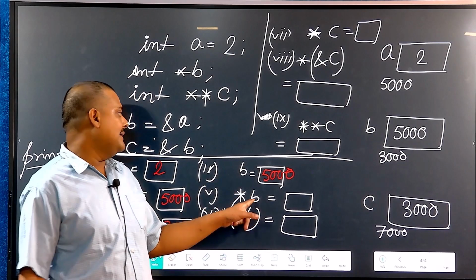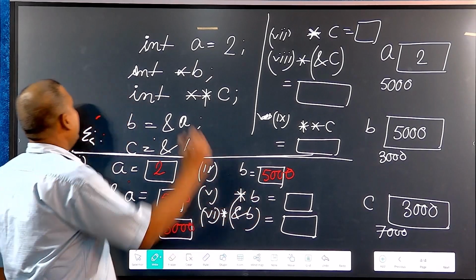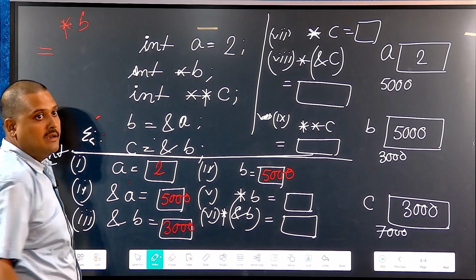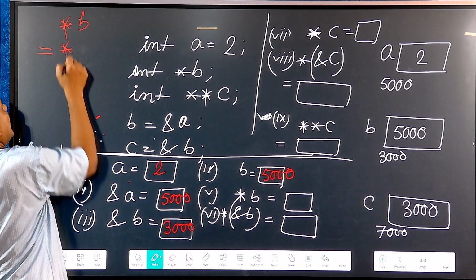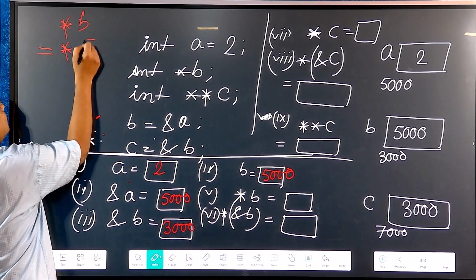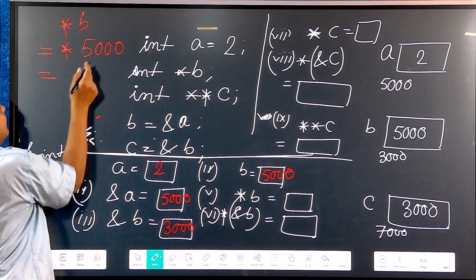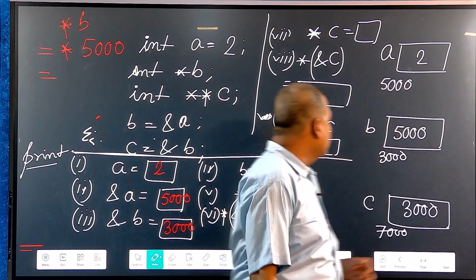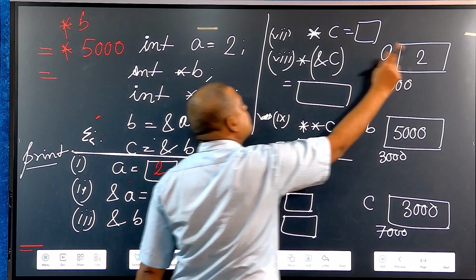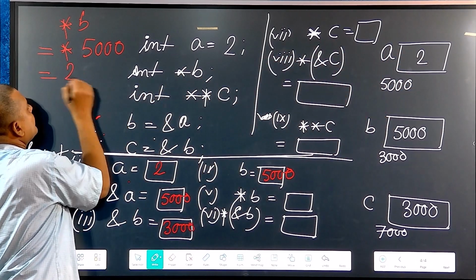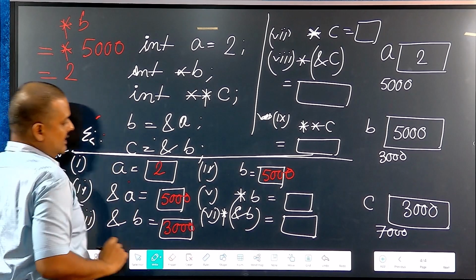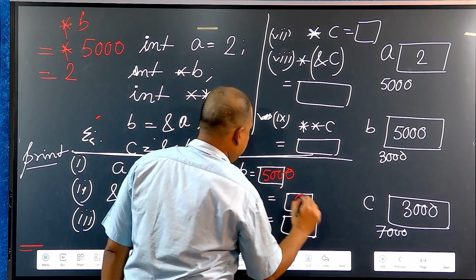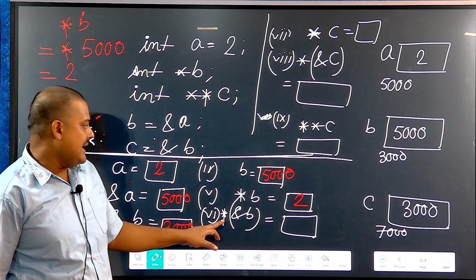Pointer of B, how we will interpret this particular line? So if I have pointer of B, then it will be like pointer of B. B is what? B is 5000. Now what value is 5000 pointing? What value is at 5000? At 5000, there is 2. Okay. So pointer of B is 2.